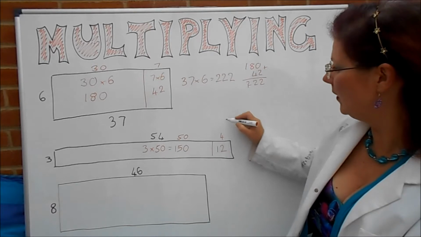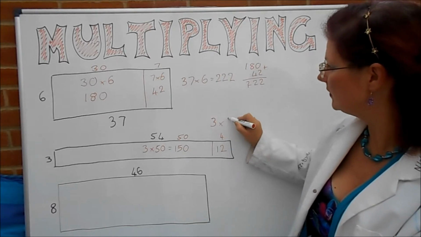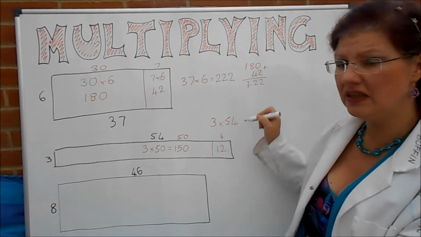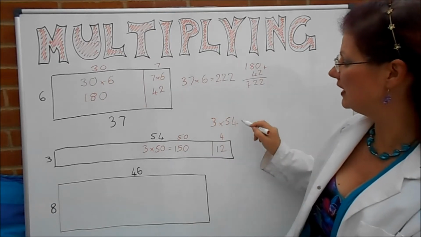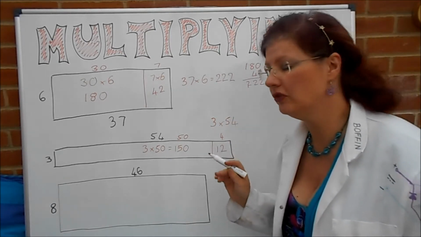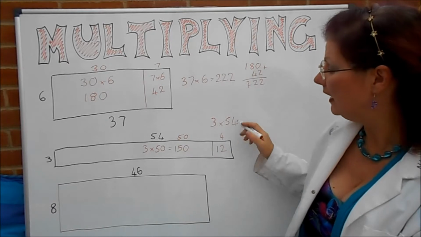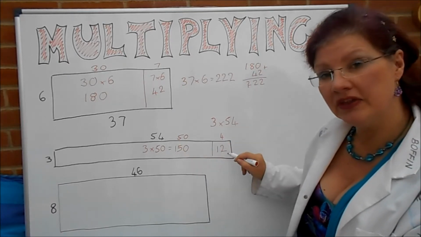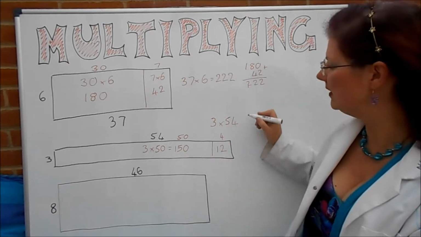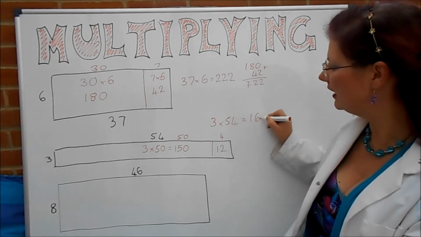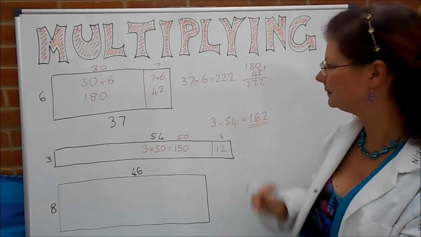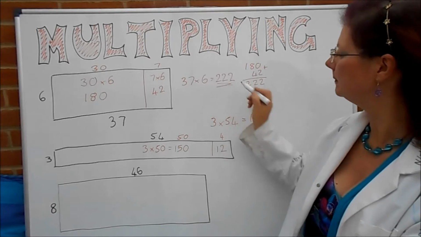So the answer for this one, 3 times 54. You can write it either way. I'd write that 37 times 6 and this one 3 times 54. It makes no difference which way around you write it. Either's fine. 150 plus another 12. Hope we can do that without the column addition. That comes to 162. Okay, underline my answers.